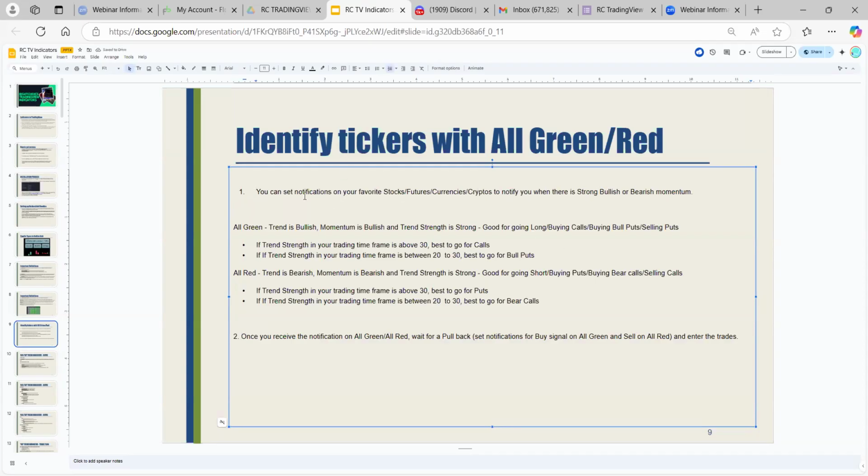So these are the only two steps you need to do to consistently make profits. First, you are setting notifications on your favorite stocks, futures, currencies, cryptos, whichever they are. You set the notification to notify you when there is a strong bullish or strong bearish momentum, right? What do you mean by strong? Basically, whenever it is all green, when trend is bullish, momentum is bullish, and trend strength is very strong, you are telling it to send you a notification, an alert.